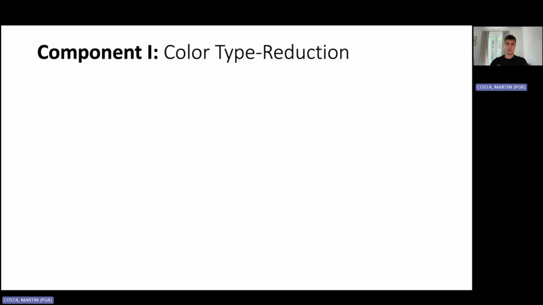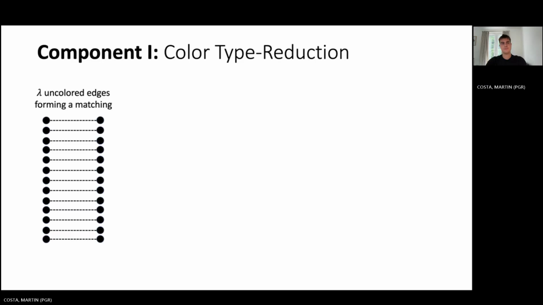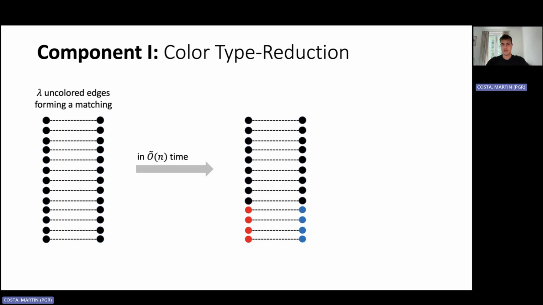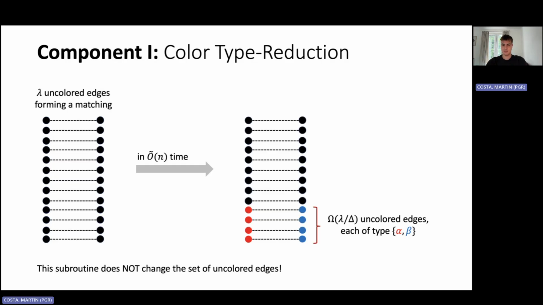Okay, so how does this first component, which creates many edges of the same type, actually work? Okay, so this is really the main technical insight of this paper. So we take lambda uncolored edges forming a matching, and in roughly n time, we modify the coloring so that a lambda by delta chunk of these uncolored edges have the same type, alpha beta. And here alpha beta is some completely arbitrary type, okay? So we can modify the coloring so that a 1 over delta proportion of these edges have the same type.